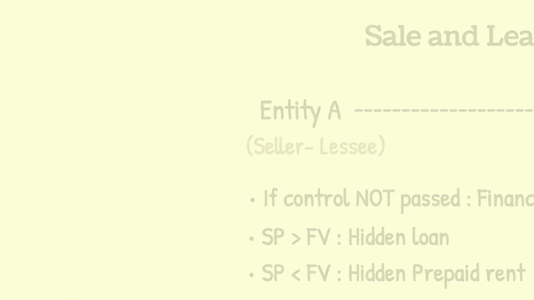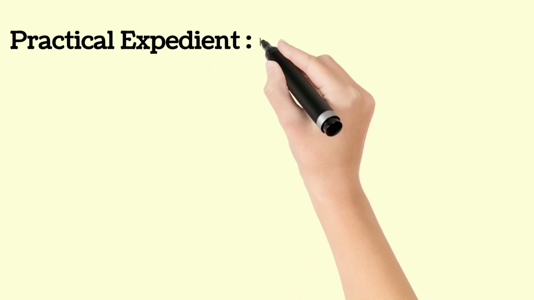Finally, we come to the last topic, which came as an amendment due to the COVID-19 pandemic. This amendment is available only to the lessee, and the lessor cannot take the benefit of this amendment. As a practical expedient, a lessee may elect not to assess the rent concession as a lease modification if all the conditions given in para 46B are satisfied.